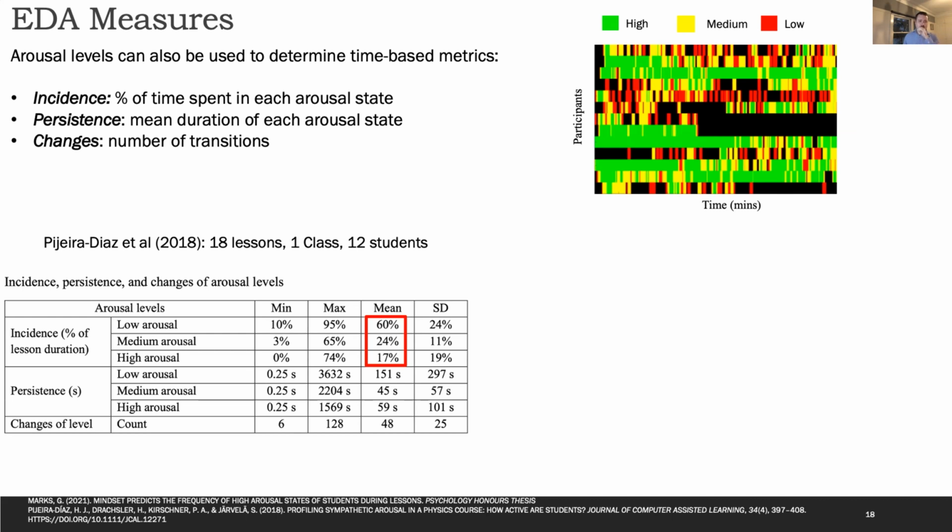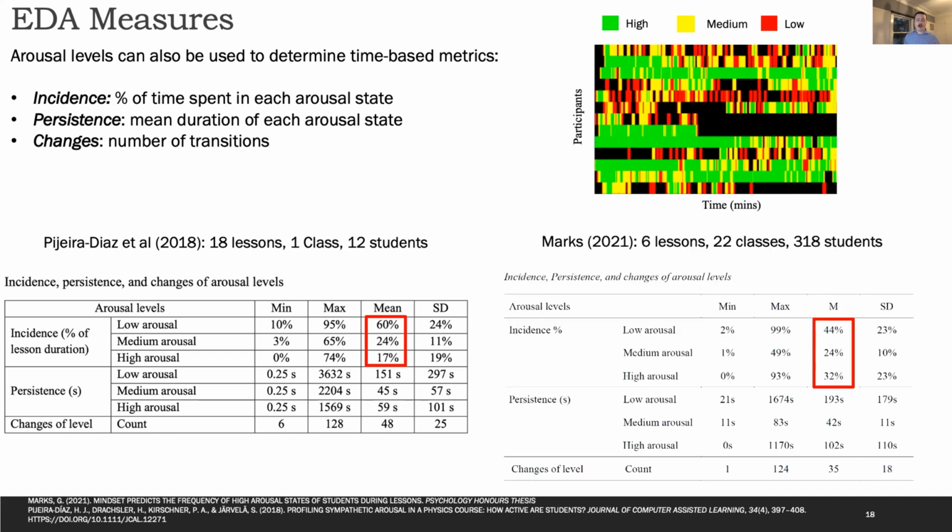But one thing that we observed was it was a very small sample size. And they also didn't look at what students were doing in those lessons. So an honours student of mine and I tracked students over 6 lessons, but we looked at 318 students across 22 different classes. And we found a much greater balance between low arousal and high arousal states, which was really fascinating to find.